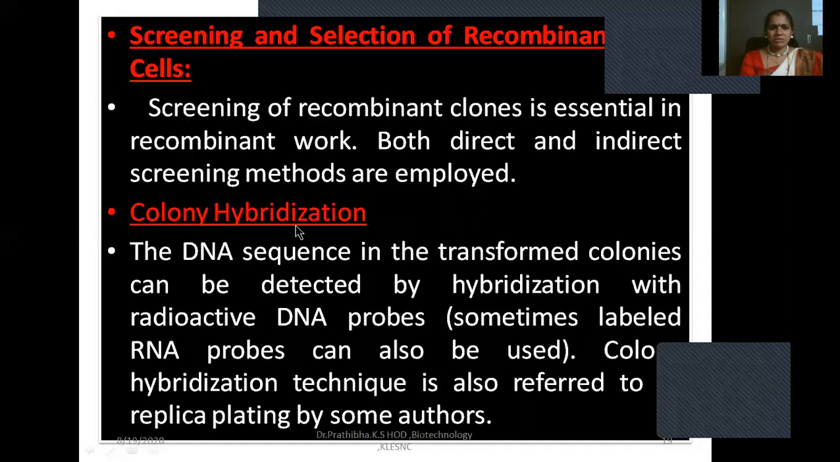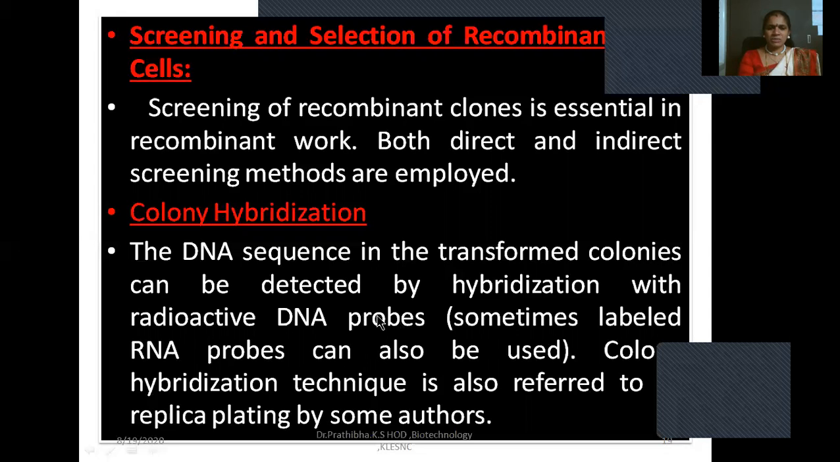Let us go to the first screening methodology, that is colony hybridization. The DNA sequence in the transformed colonies can be detected by hybridization using radioactive DNA probes. Here probes means single stranded DNA molecules, small single stranded oligonucleotides. Few nucleotides can be seen in the probes, and these are the desired DNA molecule.